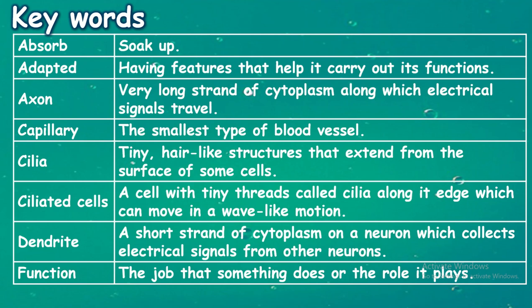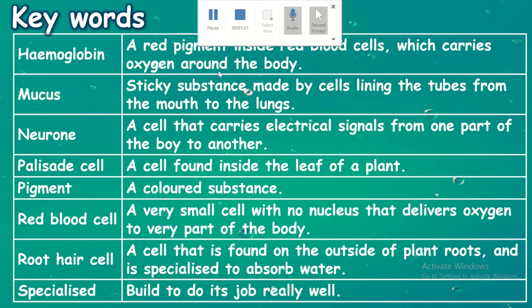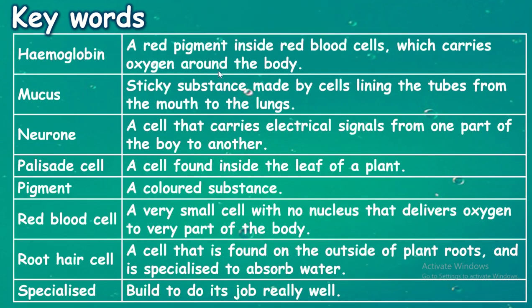Dendrite, a short strand of cytoplasm on a neuron which collects electrical signals from other neurons. Function, the job that something does or the role it plays. Hemoglobin, a red pigment inside the red blood cells. Mucus, a sticky substance made by cells lining the tubes from the mouth to the lungs.